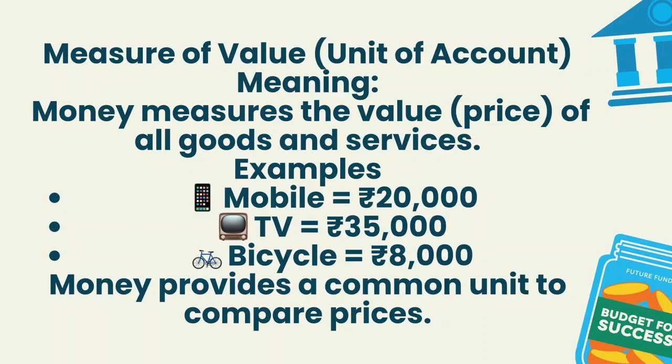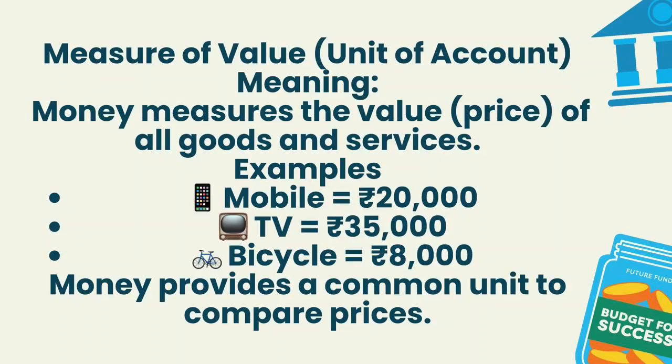Now look at today's world. A mobile costs 20,000. A bicycle costs 8,000. A television might cost 35,000. How did we compare them so easily? Because money gives us a common unit of measurement. Think of money as a ruler. When we measure the length of a table, we use a meter scale. When we measure weight, we use kgs. Similarly, when we measure the value of goods and services, we use money. Money becomes the measuring scale of the economy.